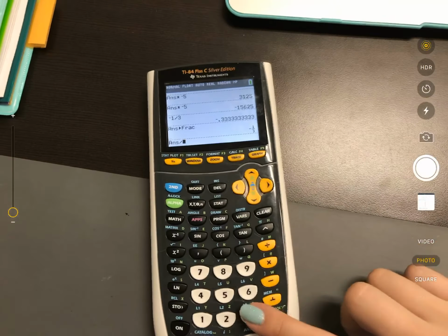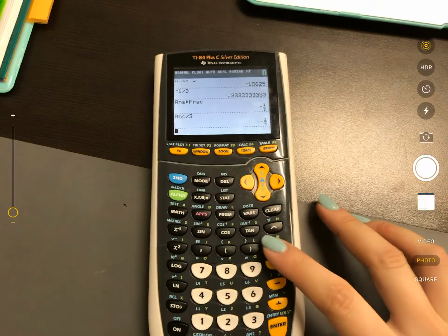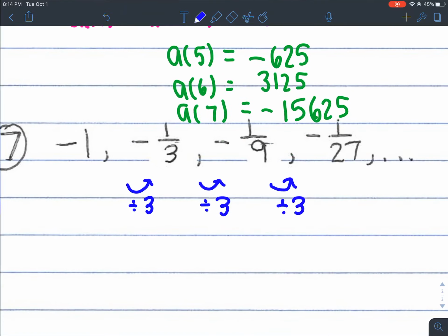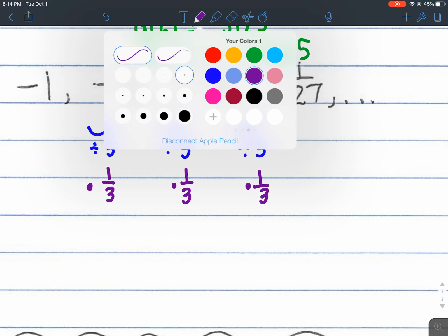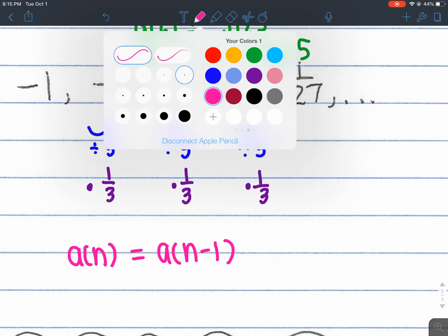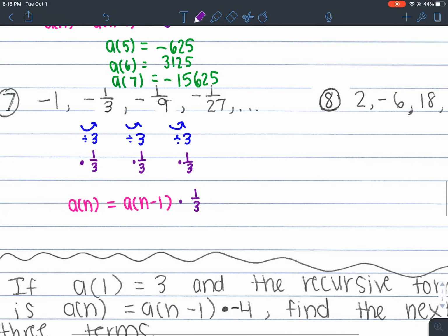I'm going to take this number, divide it by 3. It gives me -1/9. Now let's divide this by 3 and see if we get -1/27. We do. So this is clearly dividing by 3, but remember, it's multiplication only. So what you're really doing is multiplying by 1/3 each time, right? So your formula is a of n equals a of n minus 1 times 1/3. Okay?